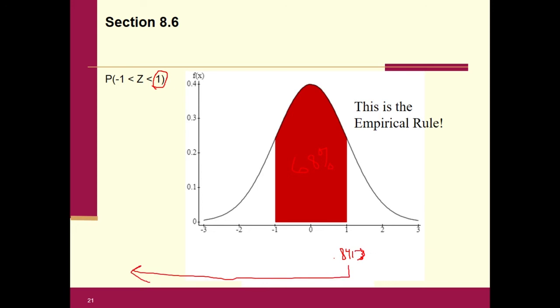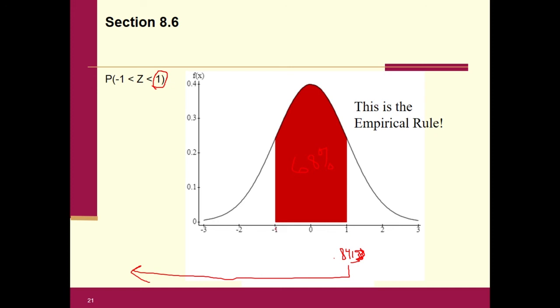That's supposed to be a 3 here, 0.8413. Okay. So notice that when we looked up 1, basically we looked up too much area, right? We looked up from here all the way to negative infinity when we were supposed to stop here.